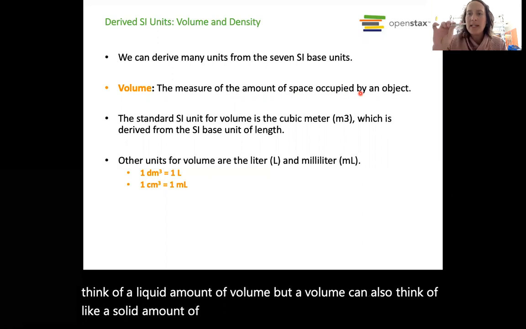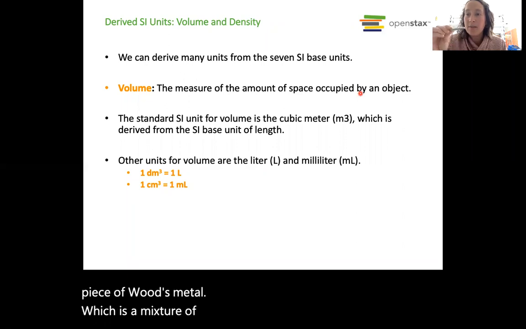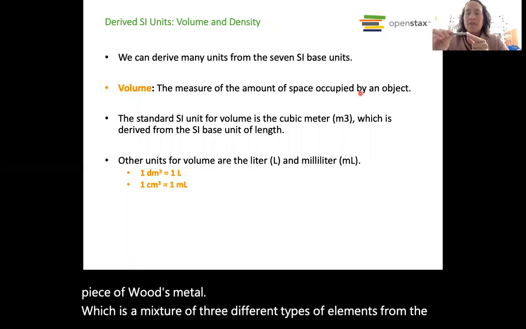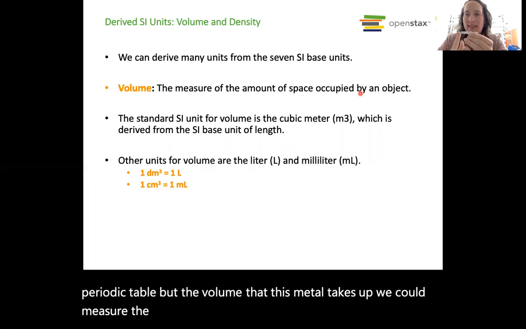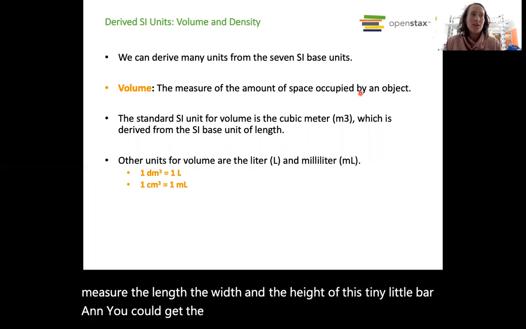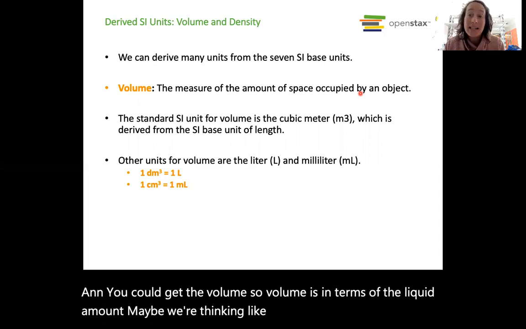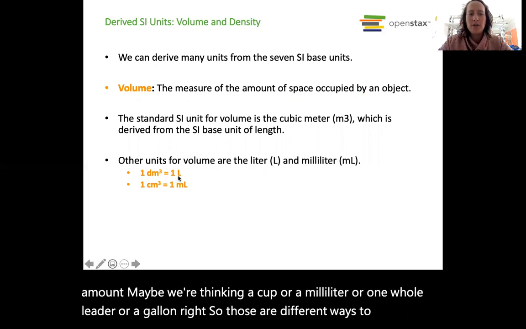So volume can be, this is a little piece of Wood's metal, which is a mixture of 3 different types of elements from the periodic table. But the volume that this metal takes up, we could measure the length, the width, and the height of this tiny little bar, and you could get the volume. In terms of the liquid amount, maybe we're thinking like a cup or a milliliter or 1 whole liter or a gallon, right? Those are different ways to describe volumes.